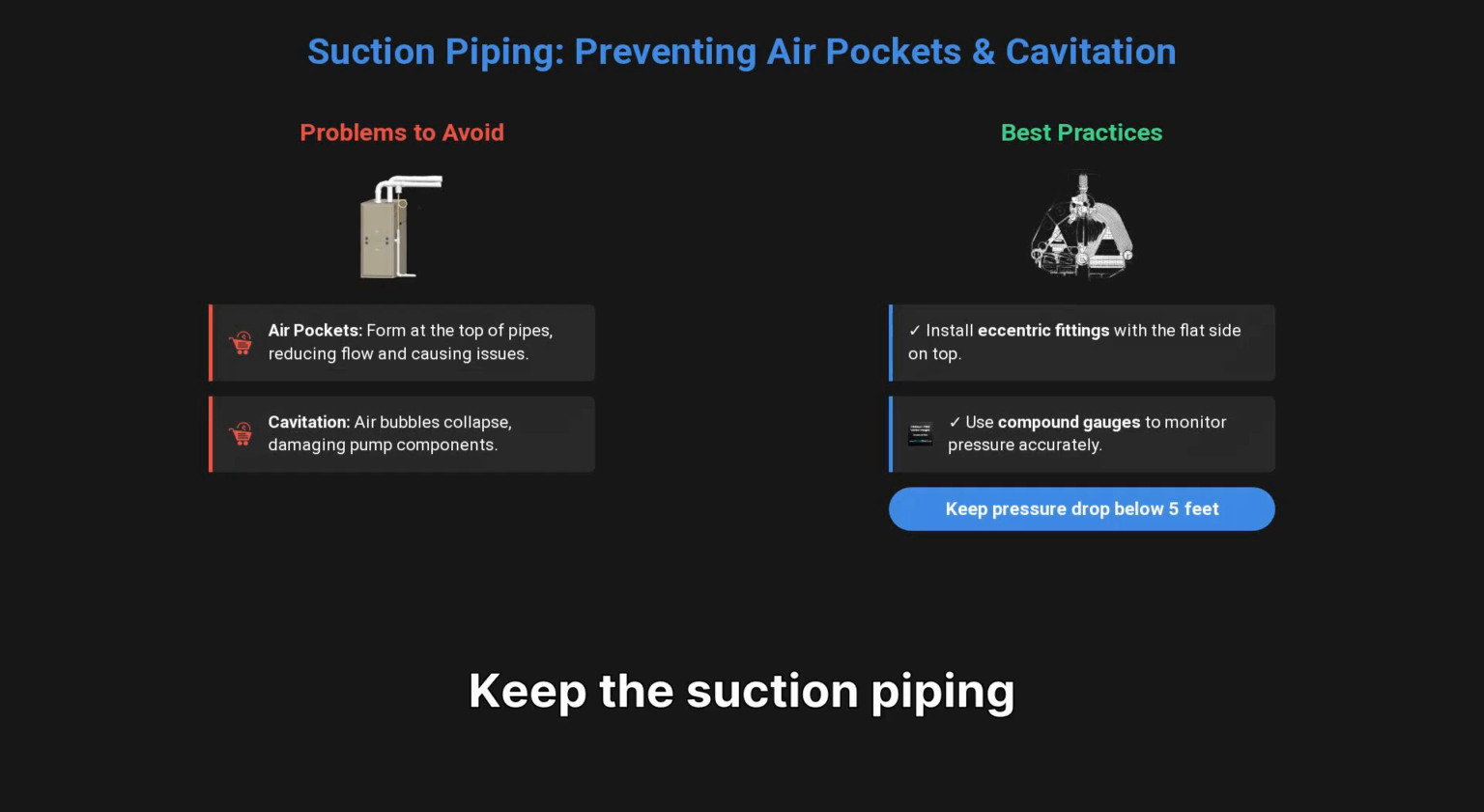Keep the suction piping straight and free of unnecessary fittings. Place valves and strainers on the discharge side, not the suction side. Limit pressure drop between the tower and pump suction to about 5 feet. Use a compound gauge on the pump suction to read both positive and negative pressures. Slightly negative readings at startup are normal.